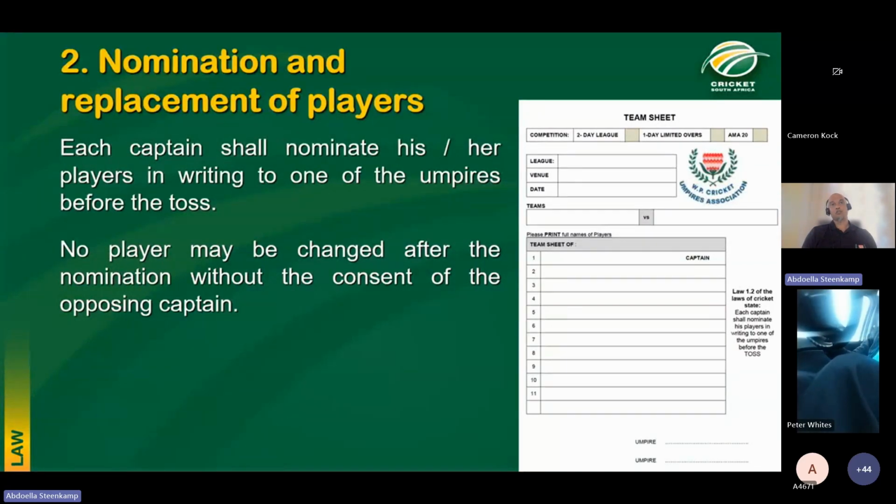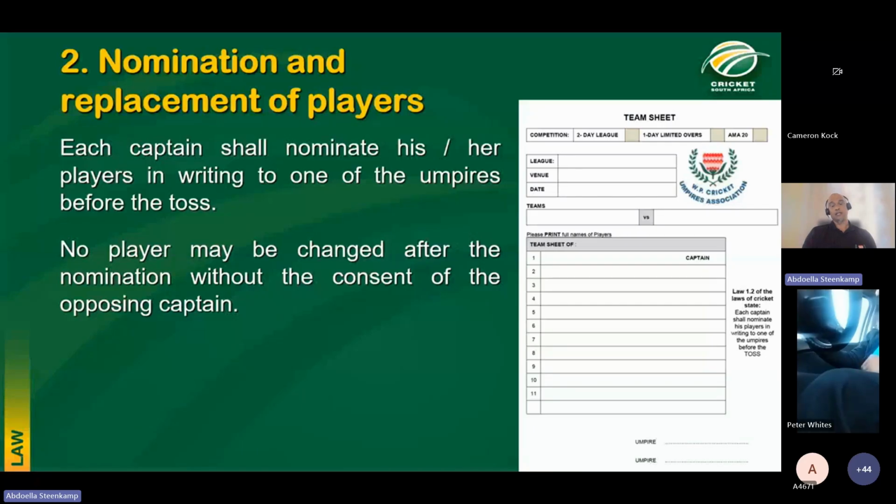To give an example to illustrate what the law is trying to do, the toss has now taken place and both teams are nominated. Let's say the game starts at 10 o'clock and the toss took place at 9:30, say 9:35, while one of the teams was warming up. One of the players, let's say, breaks a finger. The captain then comes to you saying, umpires, player X broke a finger. Can we replace this player because this player is not able to hold the bat anymore?